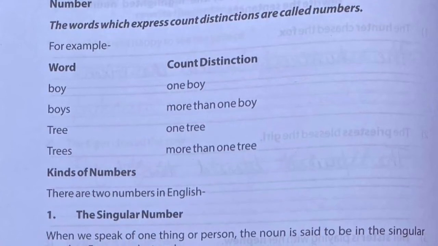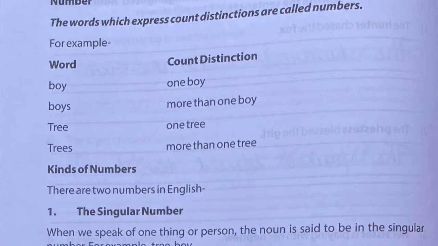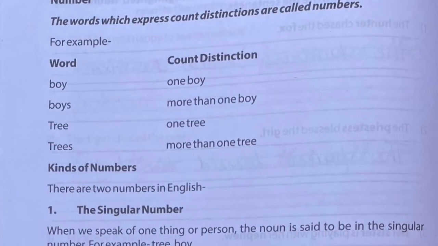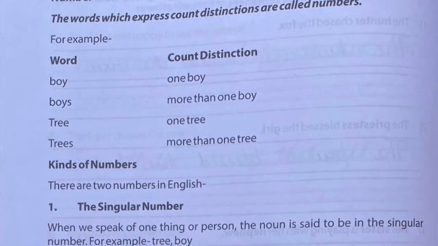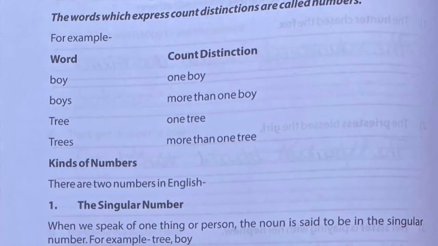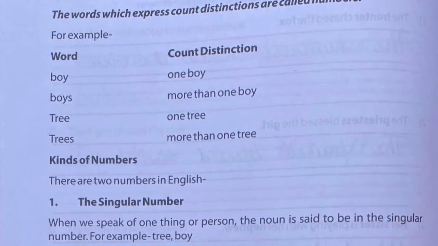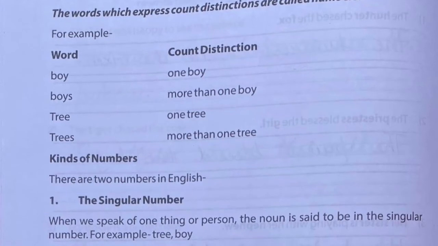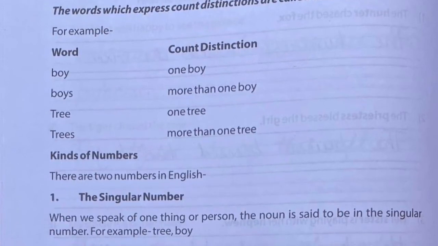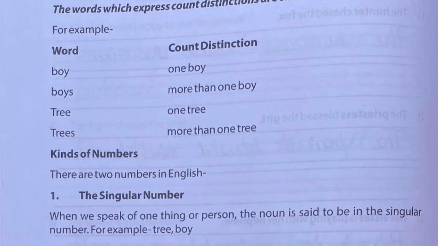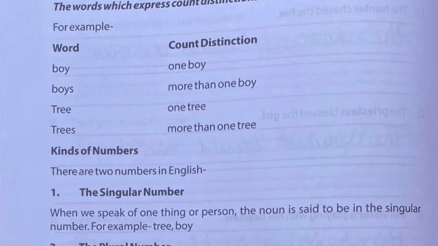For example, here, the word boy, count distinction: one boy. If we talk about boys, then we automatically understand that we are talking about more than one boy. Next is tree. If we talk about tree, we are talking about one tree, and if I talk about trees, this shows more than one tree. Next we are going to discuss kinds of number or types of number.